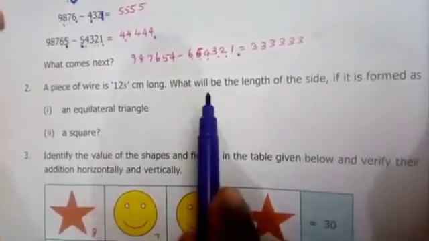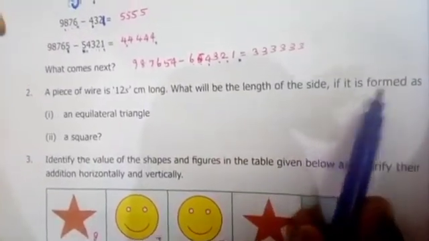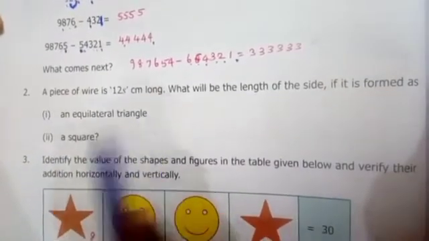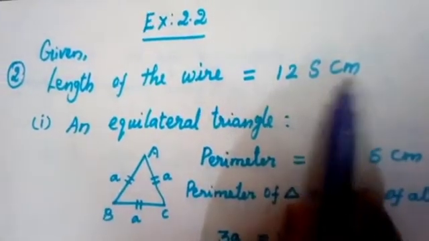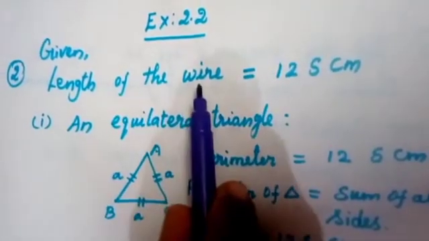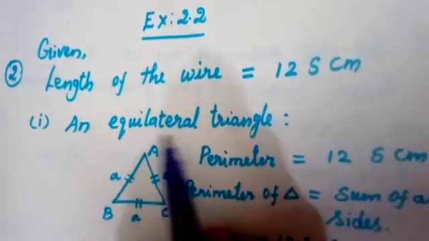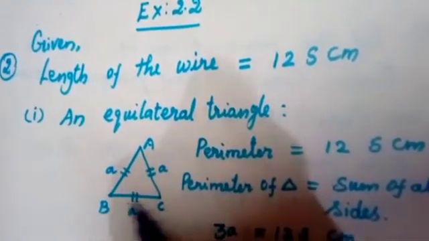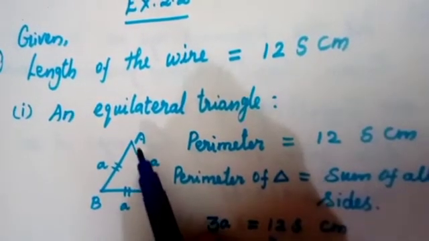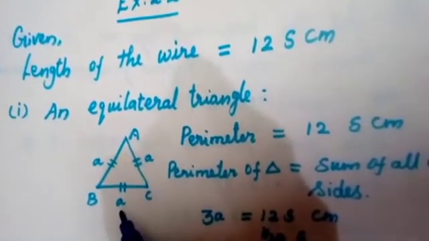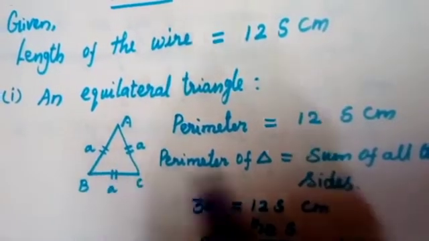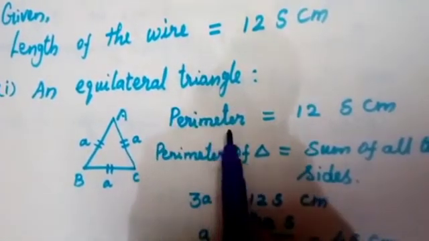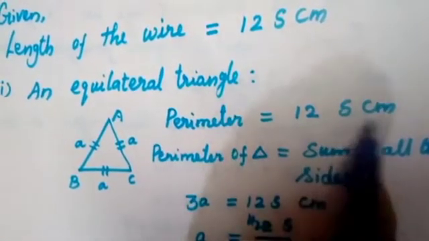The second problem, a piece of wire is 12 cm long. What will be the length of the side if it is formed as an equilateral triangle? Second question, a square. Given length of the wire equal to 12 cm. That length of the wire we consider as a perimeter. First problem, an equilateral triangle. First you have to draw one equilateral triangle. Equilateral triangle means all the sides are equal. So I denote here A. The measurement is A. All the sides are equal. Perimeter, I said the length of the wire we consider as a perimeter. Perimeter equal to 12 cm.